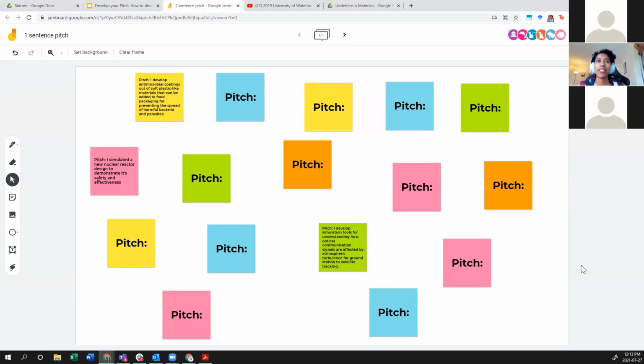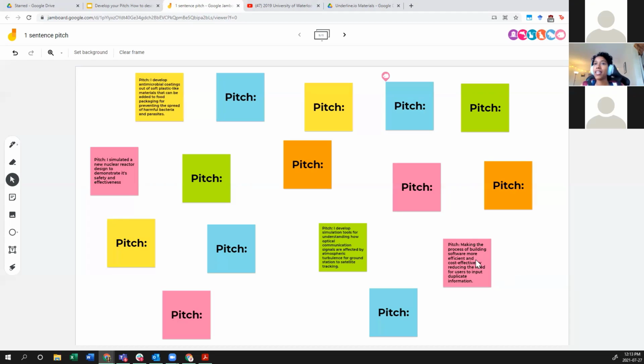Oh, okay. Pitch. I developed simulation tools for understanding how optical communication signals are affected by atmospheric turbulence for ground station to satellite tracking. Okay, yeah, I like that a lot. Again, there's no technical jargon, and I understand why you did it.